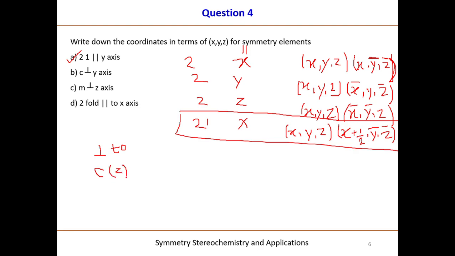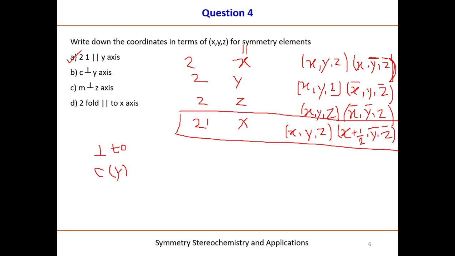Both are the same, which is perpendicular to the y-axis. Sorry, in this question they have mentioned C is perpendicular to the y-axis. That means here we have to write y, because they have mentioned perpendicular to the y-axis.